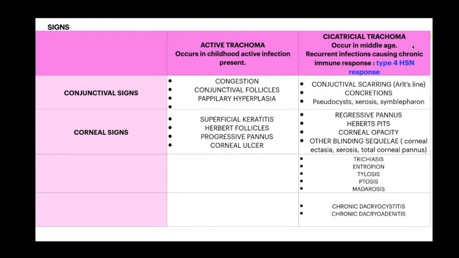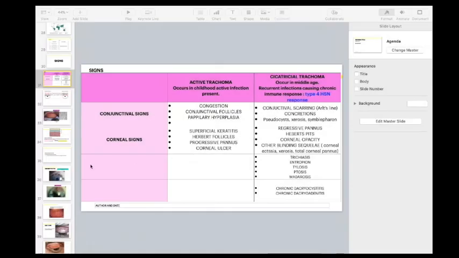Again, in cicatricial trachoma, I showed you the conjunctival scarring, the Arlt's line, and also the stellate scarring that is seen in mild cases, and the concretions mainly. And then we also showed the regressive pannus, Hubbard's pits, and also later on leading to the corneal opacity. Okay, then we saw the trichiasis and entropion.